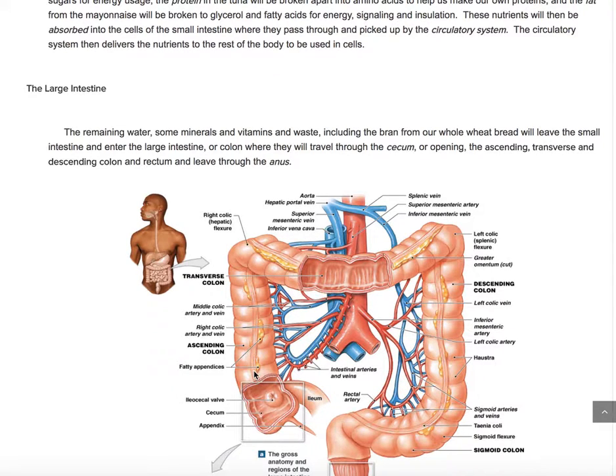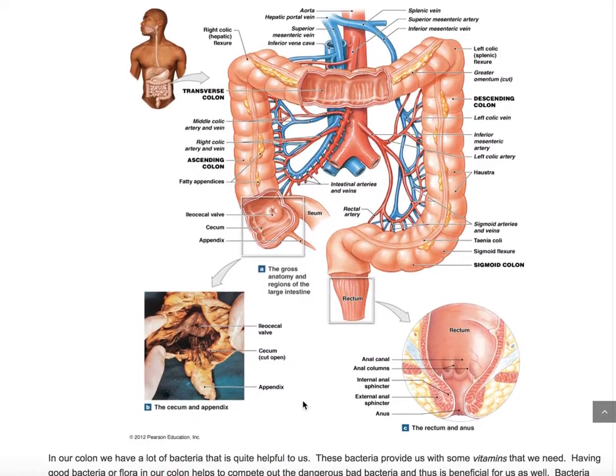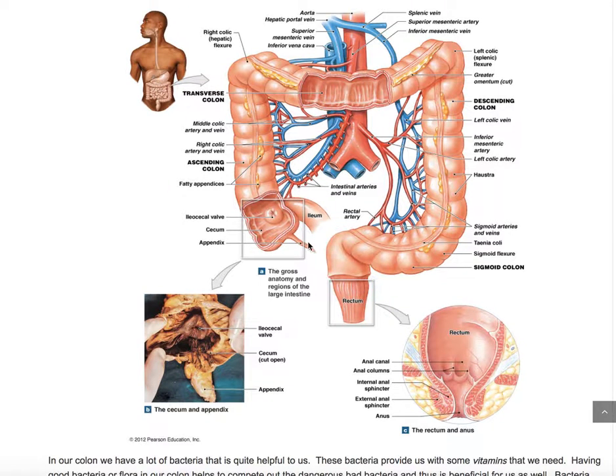So this is a little bit slower. So this very slow movement. And then the food travels out, and then it's released through the rectum. Okay. And we also have the appendix here. So this is the appendix.